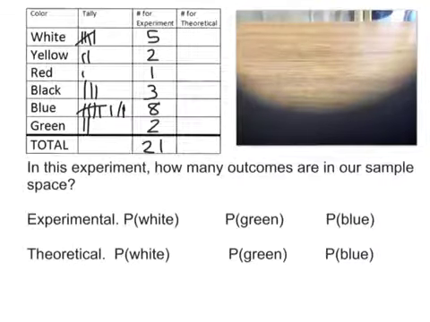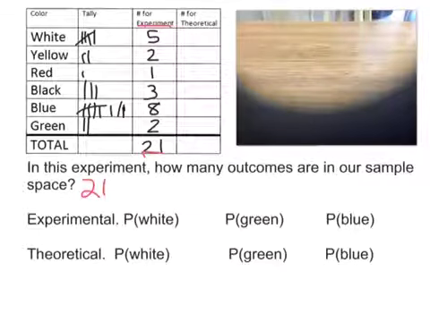Okay, so let's look at these questions. In this experiment, how many outcomes are in our sample space? Well, for the experiment itself, the answer is there are 21. Okay, so let's go through and write down our experimental probabilities for selecting a white, green, or blue block.